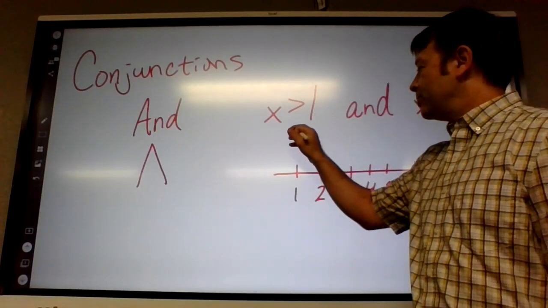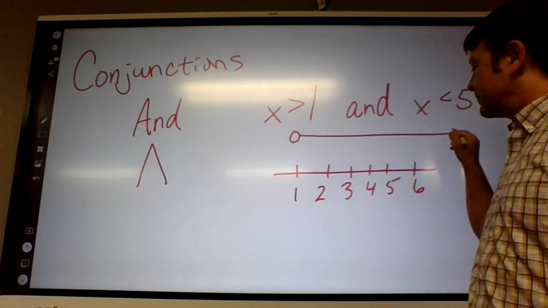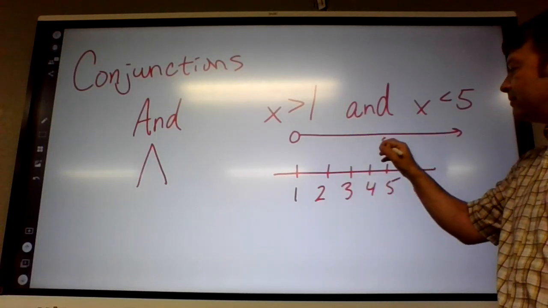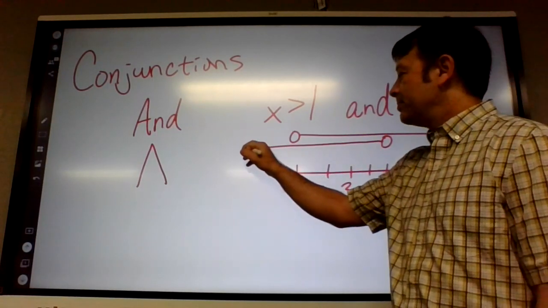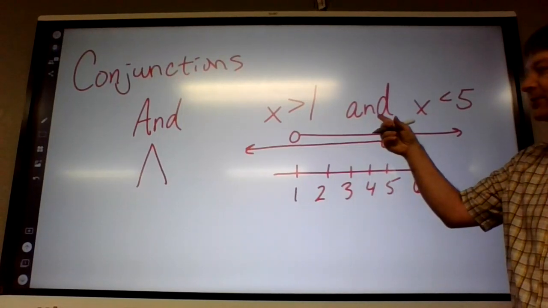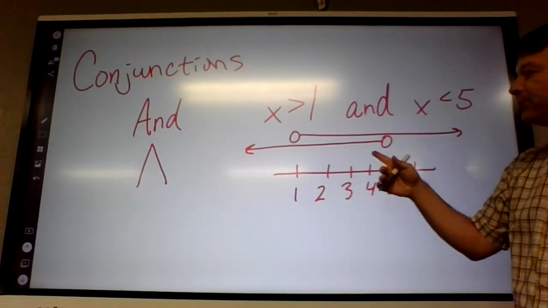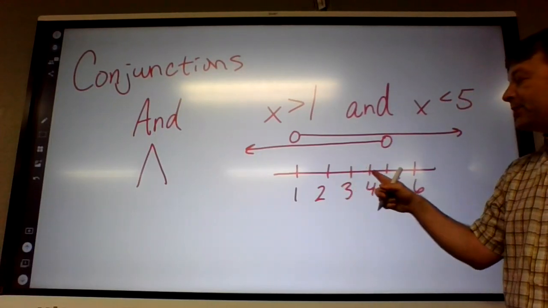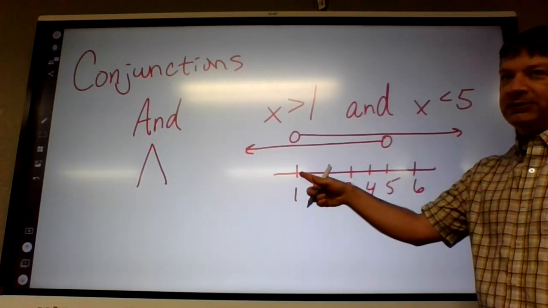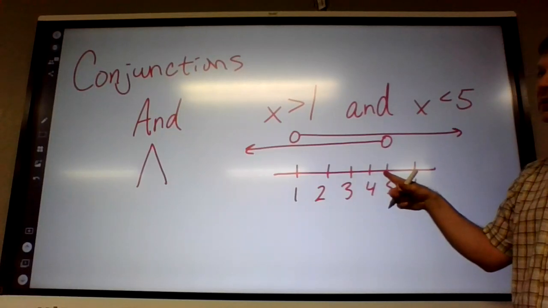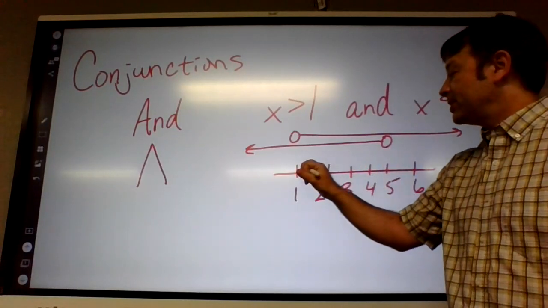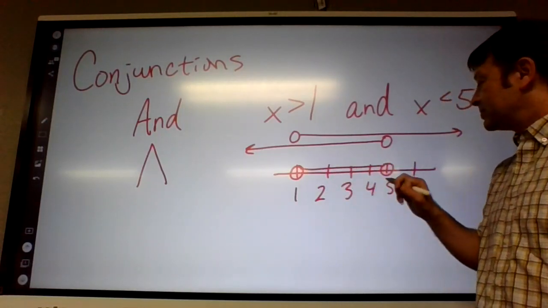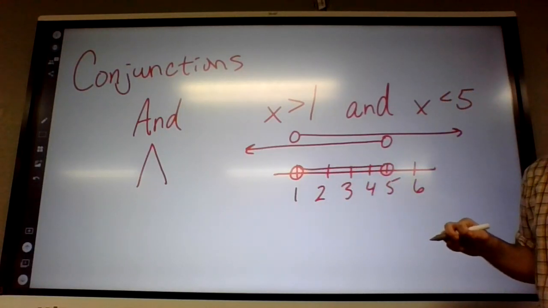So X is greater than 1 normally looks like this, except we put it down here on the line, right? And X is less than 5 normally looks like this. But when you combine them with an "and", you need this to be true and this to be true. Where are they both true? Between 1 and 5. So it's not just 2, 3, and 4. It could be 1.1 or 4 and 9/10 or any fraction or decimal. So the answer looks like this, between 1 and 5. Does that make sense?